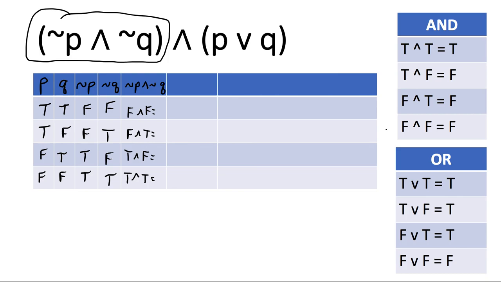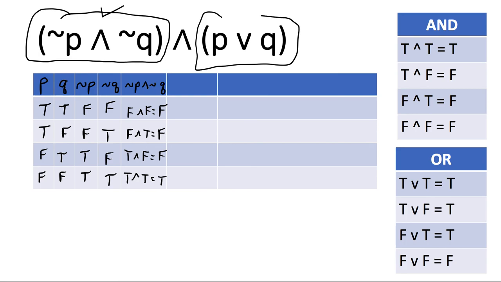So false and false is still false. False and true is also false. True and false is false. And true and true is true. So what we have done now is complete the left side of our compound statement. All right, let's go ahead and look at our right side now.